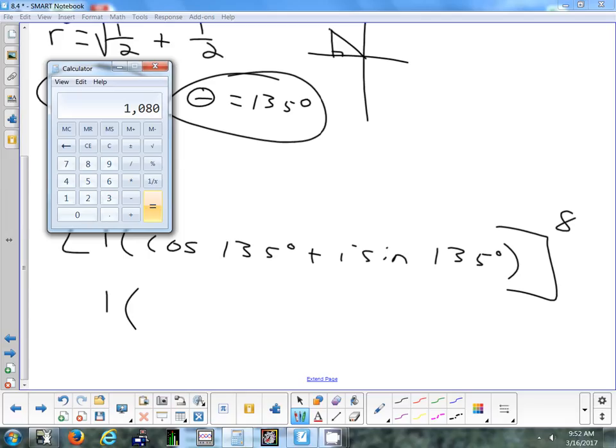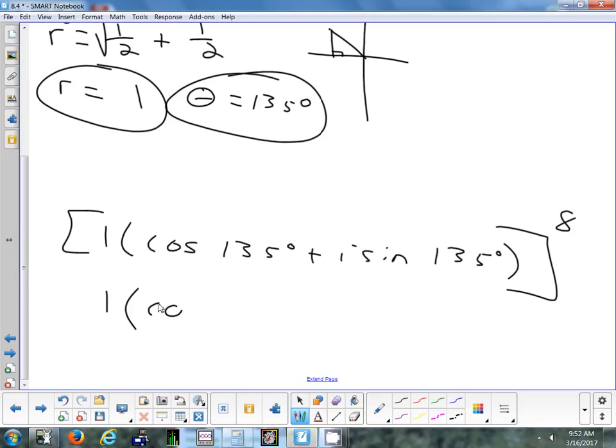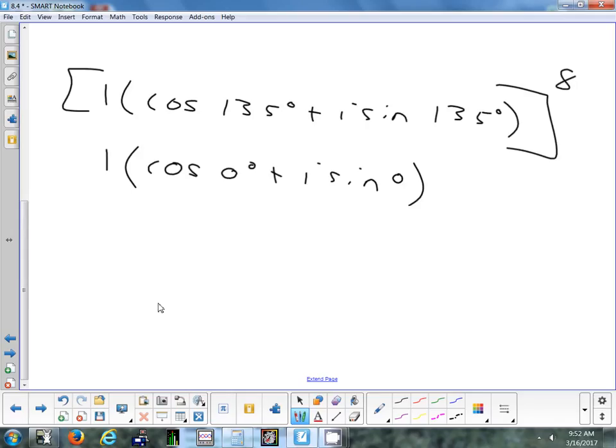But we usually write our angles between 0 and 360. So what can I do with that? Subtract 360, so you get it. So really it's the same as a 0-degree angle. Cosine 0 plus i sine 0. So that would be your answer in trig form.